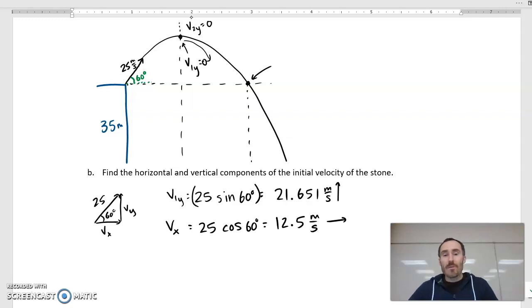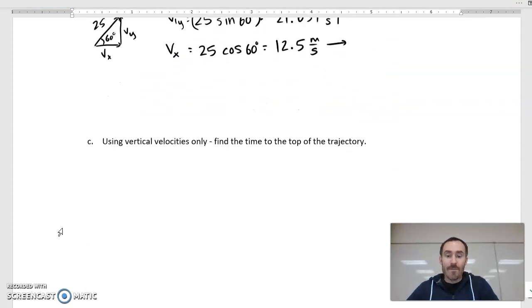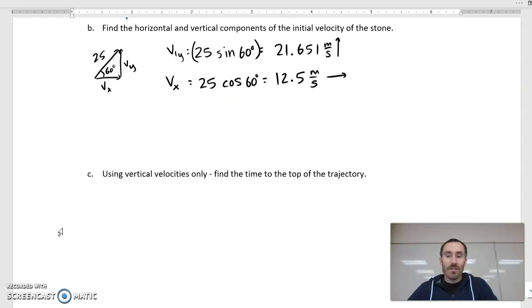We are going to go with option number 1, where we split it vertically into two different pieces, the way up and the way down. So that's why we're figuring out the time on the way up. Using vertical velocities only, find time to the top of the trajectory. Horizontal velocity does not help us with time, so we are going to figure it out using vertical velocities.